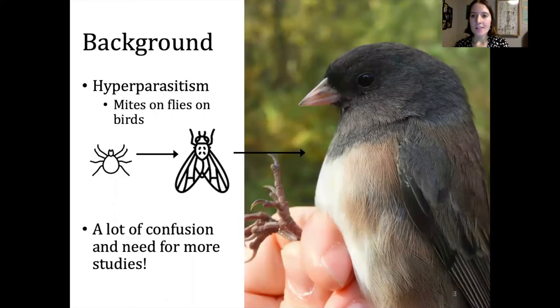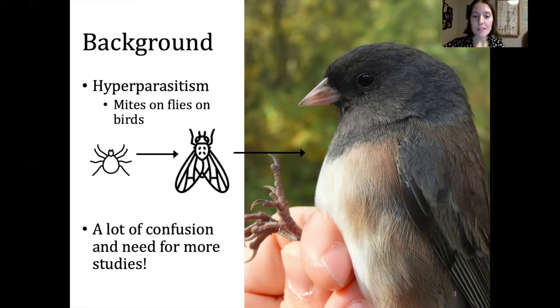So a little background to set the scene. A few years ago, a similar study was published from the University of Lethbridge. This was a two-year study in August of 2013 and 2014, and what they were looking at was the prevalence and density of hippoboscid flies, also known as flat flies, on birds in Alberta. They caught birds, removed their fly parasites, and brought back the flies for identification. What they were looking for was the presence of hyperparasitic mites attached to these flies. This was the first study of its kind.